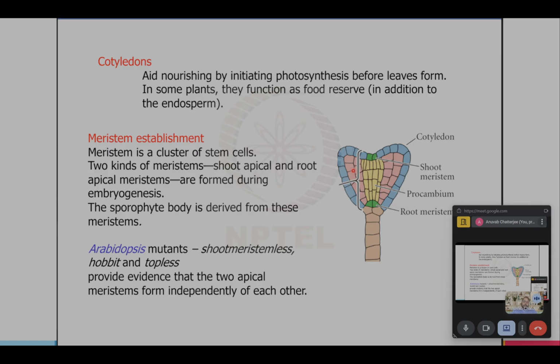And if we go back to our question, which of these structures in the embryo will actually give rise to the parts required for fertilization, which are obviously going to be the flowering parts, that will come from the shoot meristem, the green top part here, and not from the root meristem which goes underground.